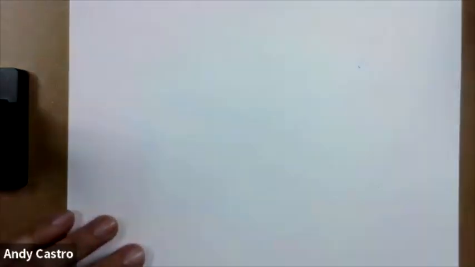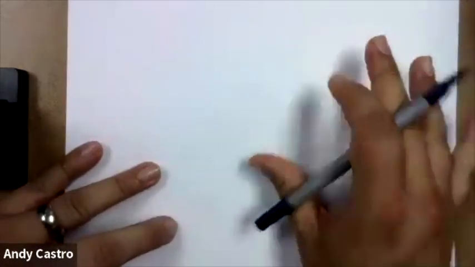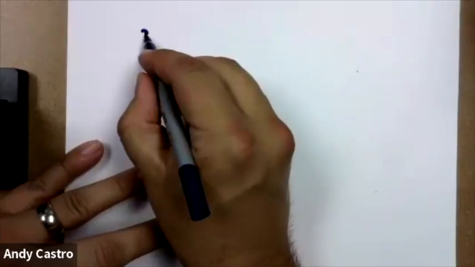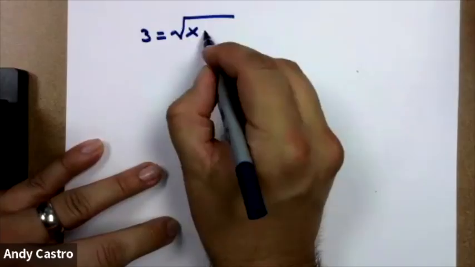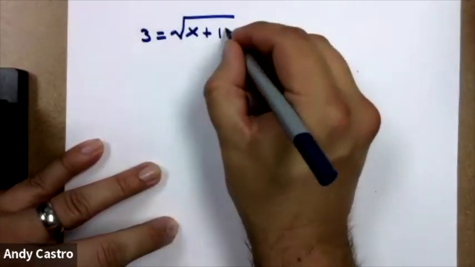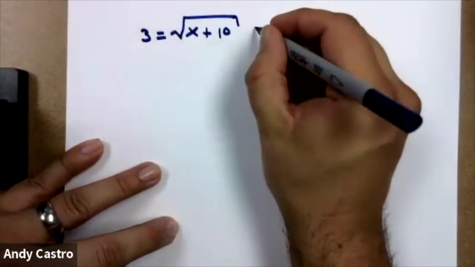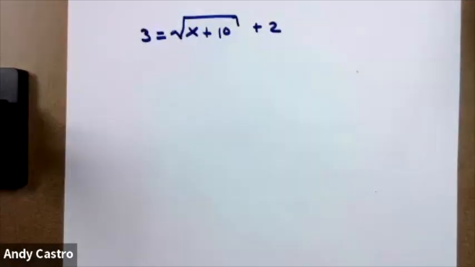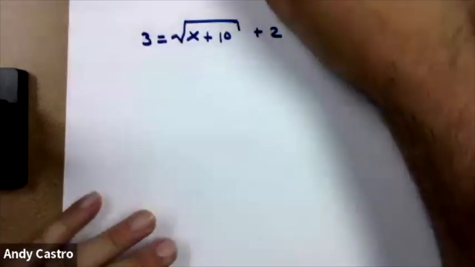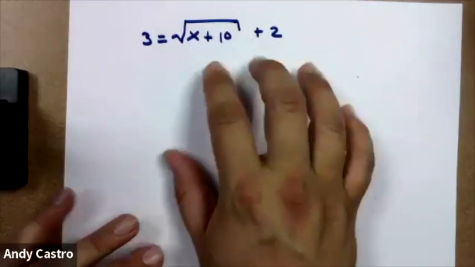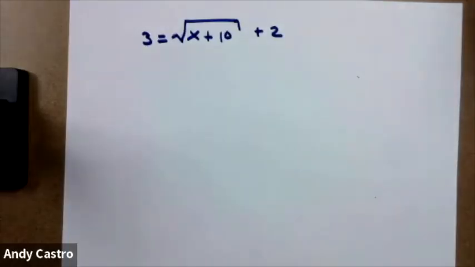All right, now that we're doing equations, let's start with this. 3 is equal to the root of x plus 10, and then all of that plus 2. Here what we want to do is solve for x, but while we're now dealing with something we haven't really dealt with before, and that is a radical. So now we have some tools to be able to handle this.